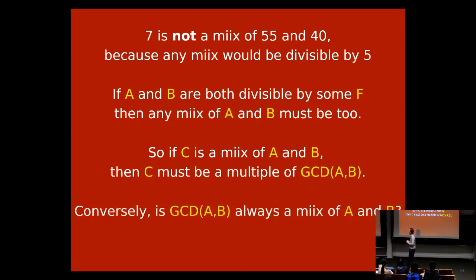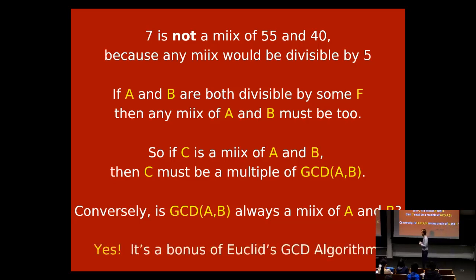Now it's maybe natural to wonder, conversely, is it true that the greatest common divisor is always a mix of the two numbers? If this is true, then this would be an if and only if, right? Because the GCD is always a mix. We saw before that once you get some number as a mix, you can get any multiple of that number also as a mix. So this is going to interest us. Is it true that the GCD has to divide into any mix, but is it true that you can always get the GCD as a mix?